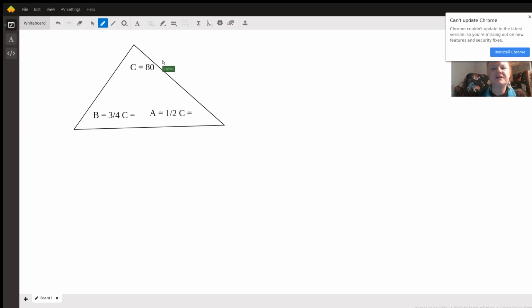As you can see here, I made my visual where C is the largest angle. You could see that's the biggest angle right here, C, because everything else is a portion of C. So if it's a portion of C, it's not the whole of C or more than C, I know it's got to be smaller.